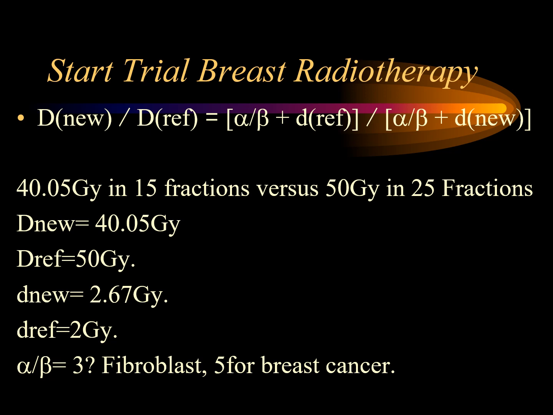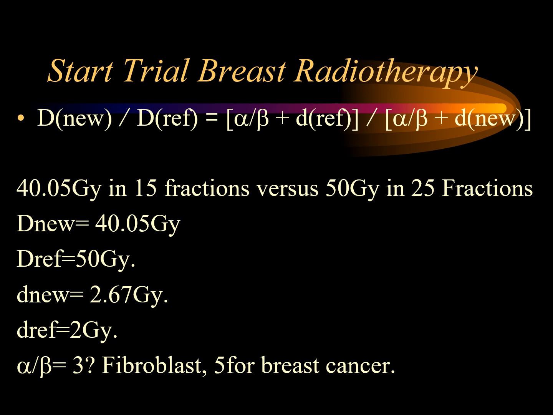So 40.05 is the D capital nu, which is the total dose using a fractionation that is different from the 2 gray per fraction. So D capital nu will be 40.05 gray. D capital reference, this is what I want. I want to see how much the 40 in 15 will be equal to if I'm using 2 gray per fraction, how much equivalent dose it will be. So D ref capital, this is what I want.